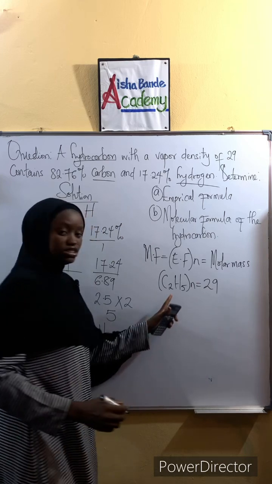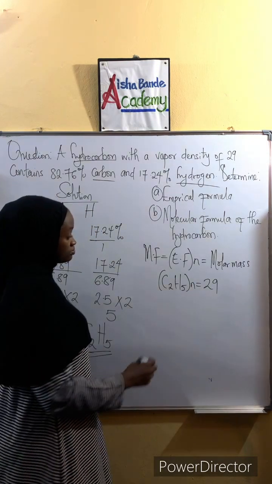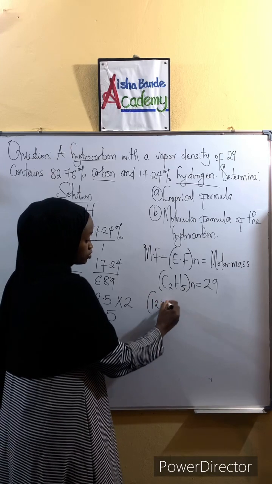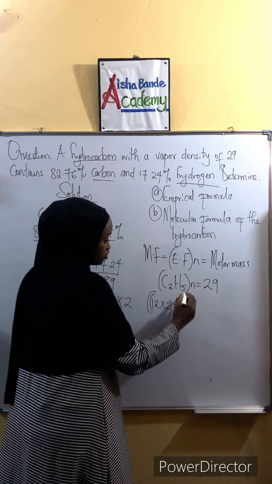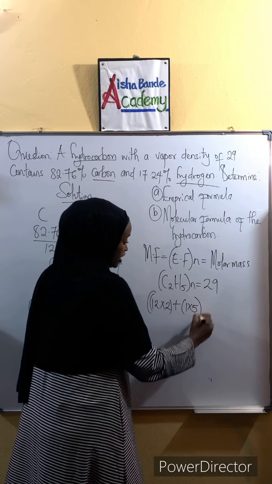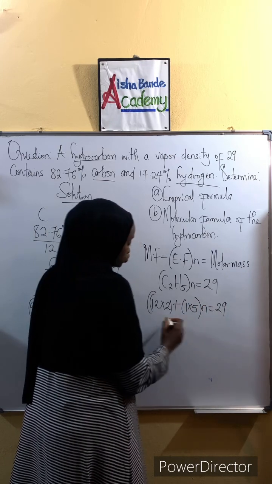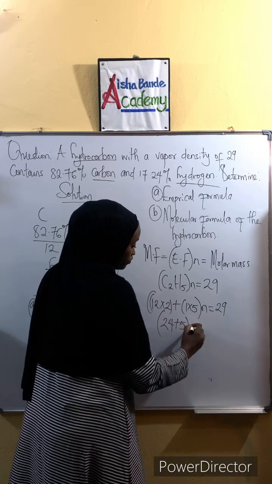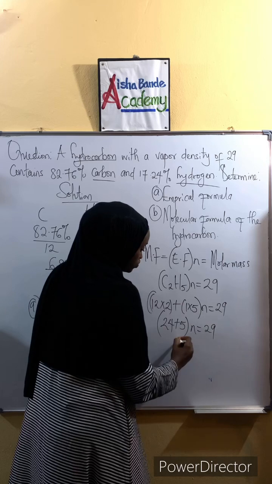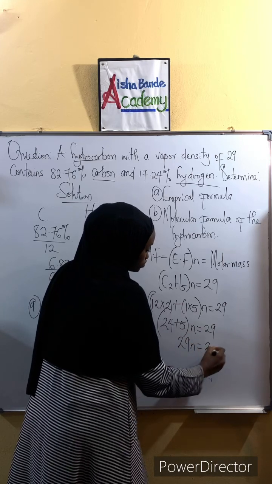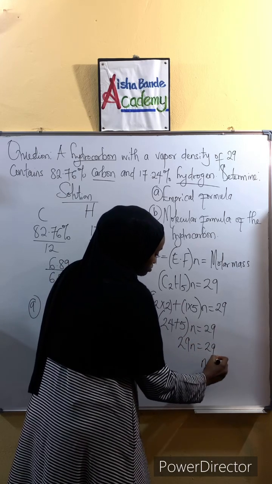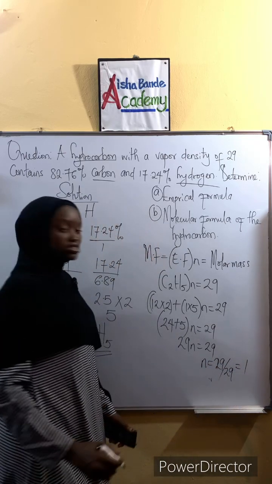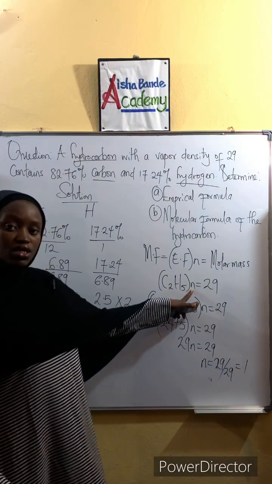So from here we calculate the atomic mass of the compound, which is C2H5. So this is going to be 12 times 2 plus that of hydrogen, which is 1 times 5, times n equals 29. So 12 times 2 gives us 24, then 1 times 5 gives us 5. All of these times n equals 29. So we have 29n is equal to 29, and the value of n is equal to 1, because 29 divided by 29 is equal to 1. So the value of n here is 1.